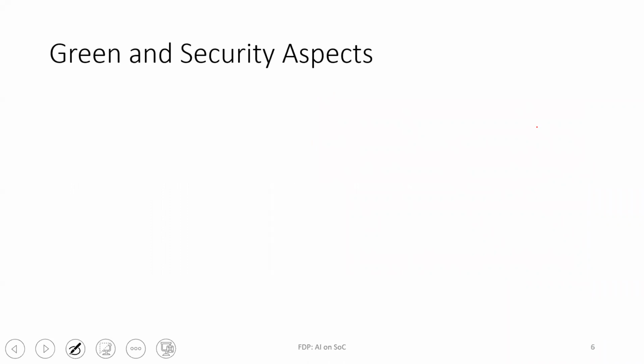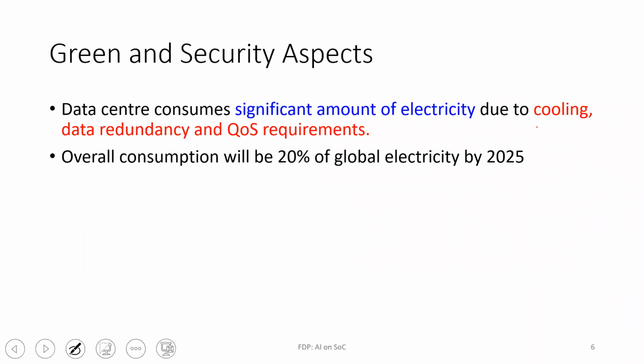In addition to the cloud, there are security as well as environmental aspects. Data centers consume a significant amount of electricity. Due to the cooling, data redundancy, and quality of service requirements, you need to replicate the data at multiple data centers so that your downtime is reduced.